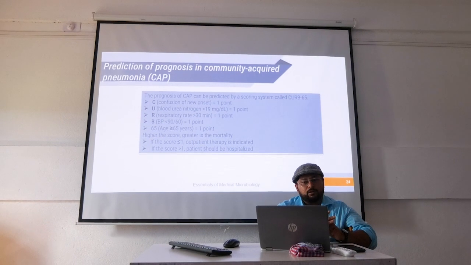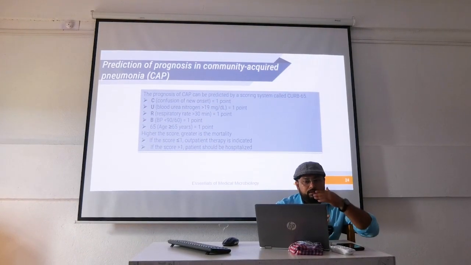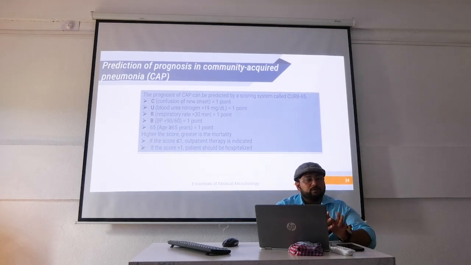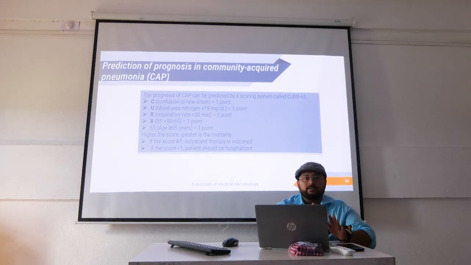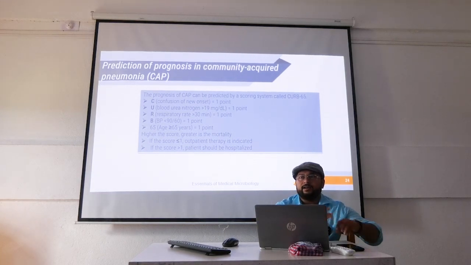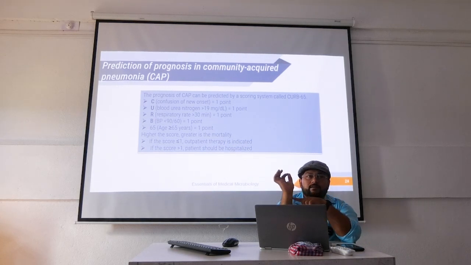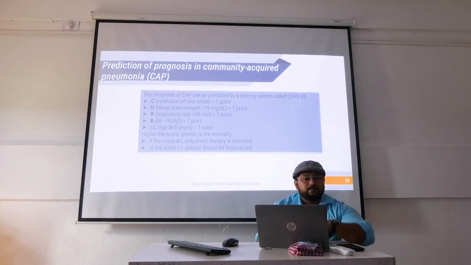1 point. তাহলে টোটাল কত হলো? আর age greater than 65 years. যত হায়ার দ্য স্কোর, গ্রেটার ইজ দ্য মর্টালিটি। যদি আমার স্কোর একের বেশি থাকে, more than 1, পেশেন্ট শুড বি হসপিটালাইজড। যদি less than 1 বা equivalent 1 থাকে, পেশেন্টকে আউটপেশেন্ট চিকিৎসা দিতে পারি, মানে ওরাল অ্যান্টিবায়োটিক দিয়ে ছেড়ে দেবো। আর যদি more than 1 হয় তাহলে পেশেন্টকে অ্যাডমিট করে চিকিৎসা করবো, রাইট? This is the CAP 65. Based on that we can treat the patient either in OPD or IP.